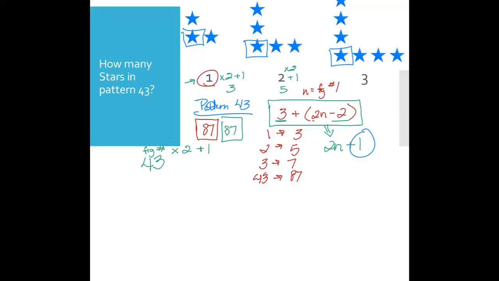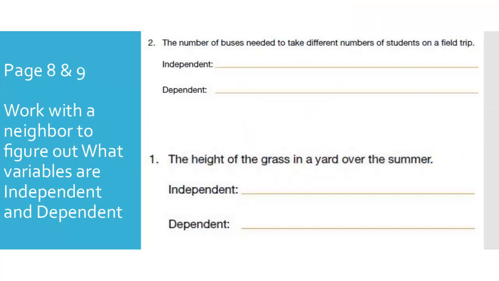So, 43rd, yes, it is 87 is the answer there. And the pattern would be 2 times n, where n is your figure number, plus 1. That's what it would simplify to. Okay? All right. Turn to page 8 and 9 in your workbooks. Page 8 and 9.